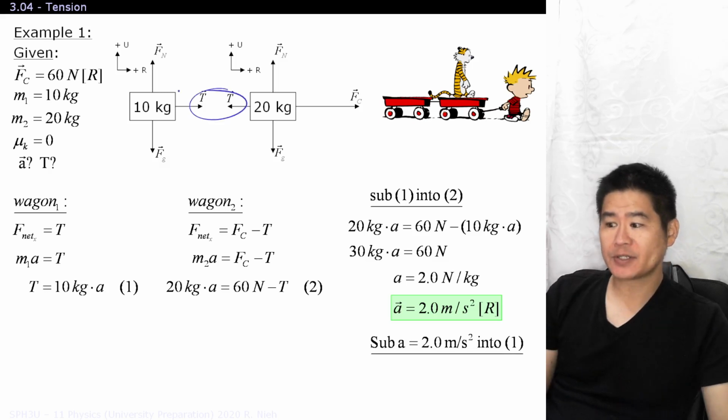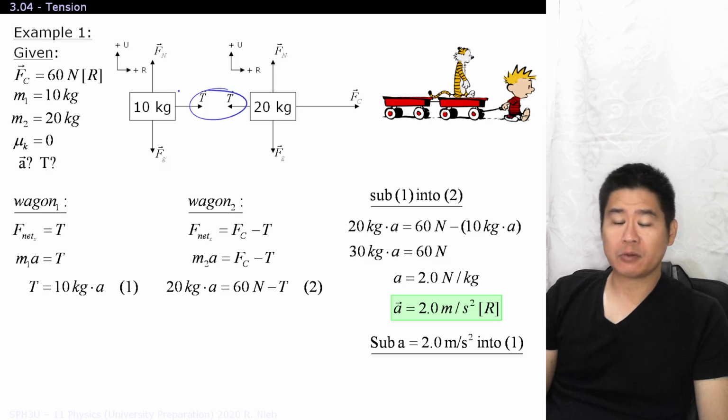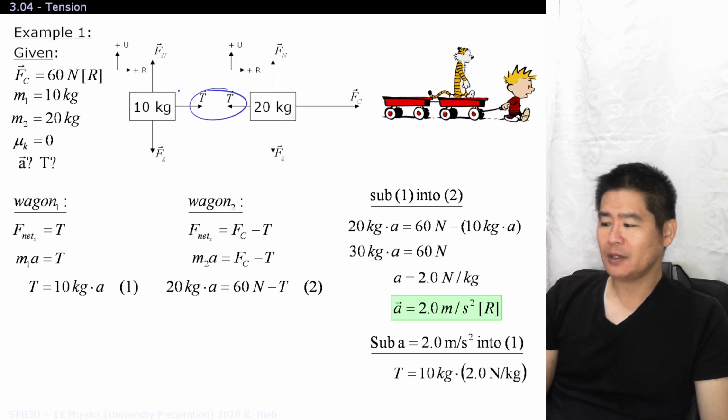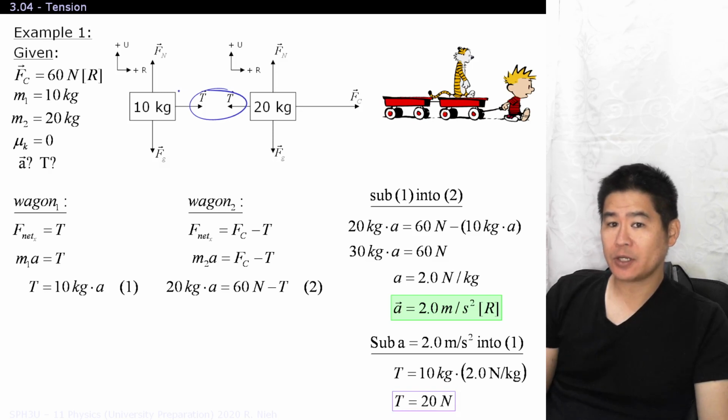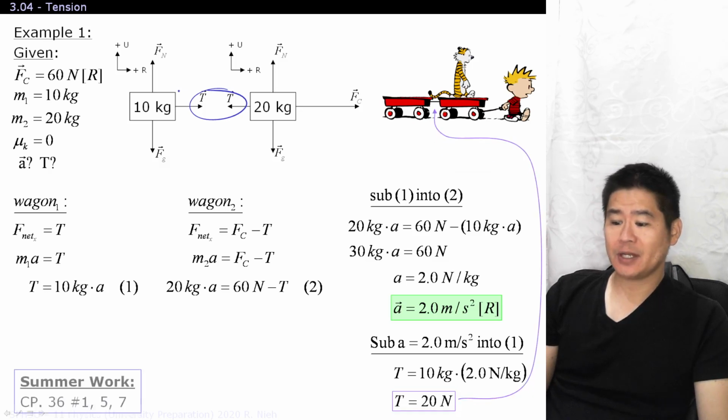Now, if you want to find out how much tension is there between the two objects, or how much tension is on the rope itself, then you'll just sub it into either equations 1 or 2. 2 seems more complicated, so obviously sub it into equation number 1. Crunch it through, and the strength of the rope needs to sustain at least 20 newtons, otherwise it'll snap during the acceleration. If this is summer school, then that's all you need to worry about today.